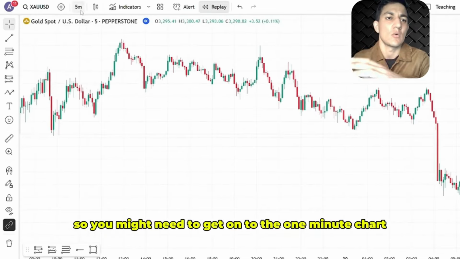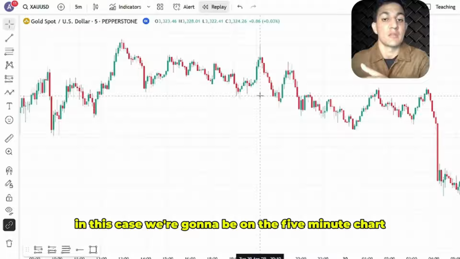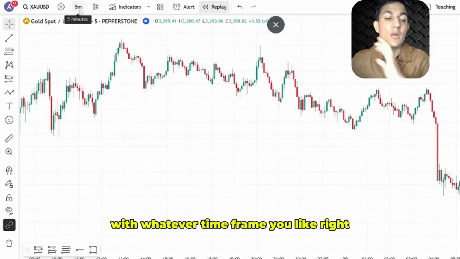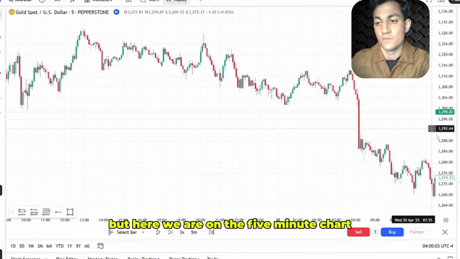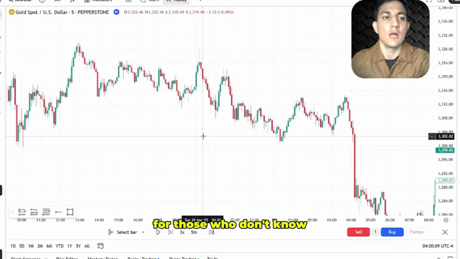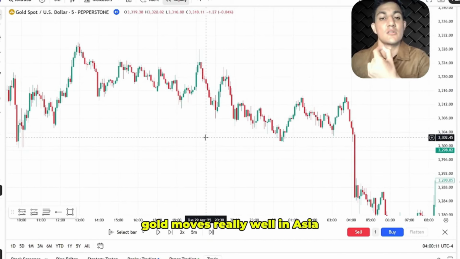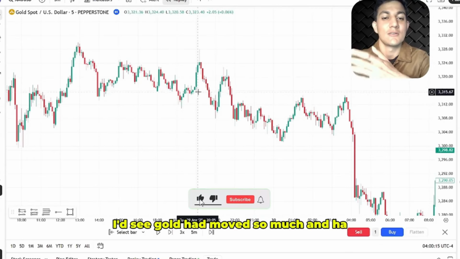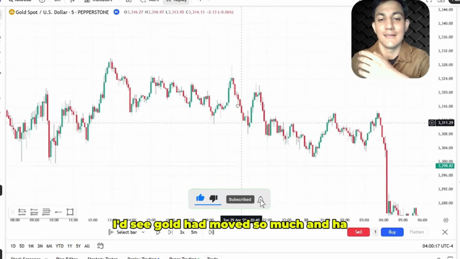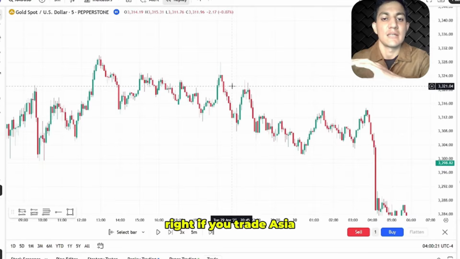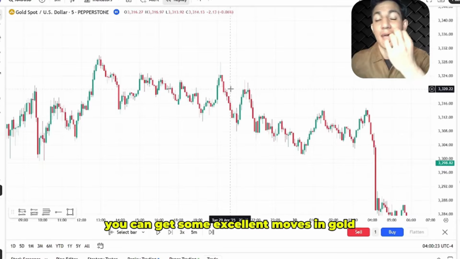So you might need to get onto the 1 minute chart. In this case, we're going to be on the 5 minute chart. Really does not matter. You can replace the 5 minute with whatever time frame you like, right? But here we are on the 5 minute chart, on gold, during Asia, which is a key time of day. And for those who don't know, gold moves really, really well in Asia. I used to trade London, and I'd get onto the charts and I'd see gold had moved so much, and I'd missed the main move in Asia.